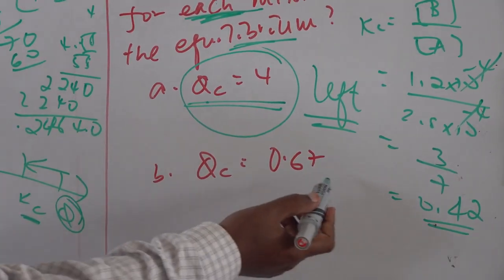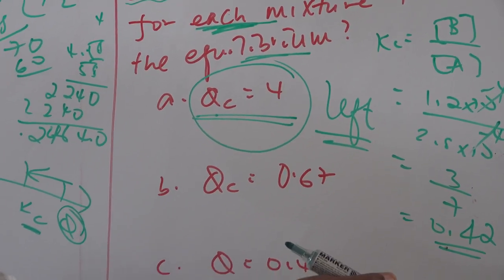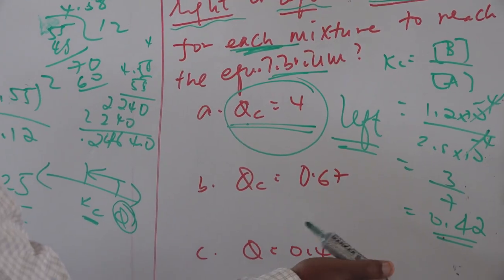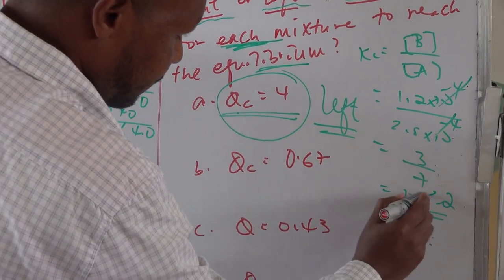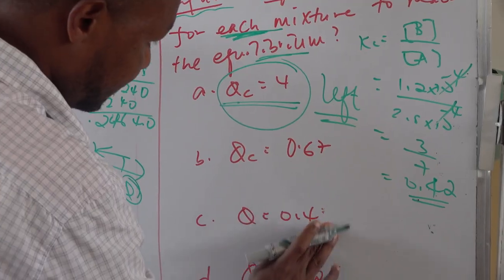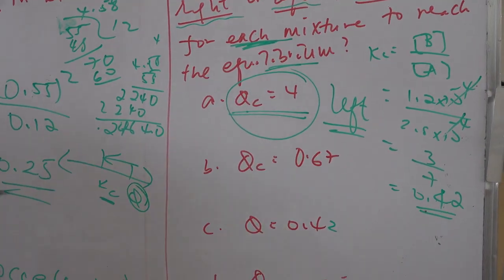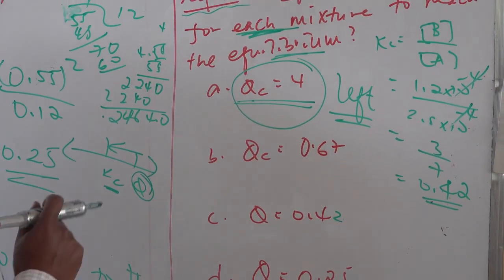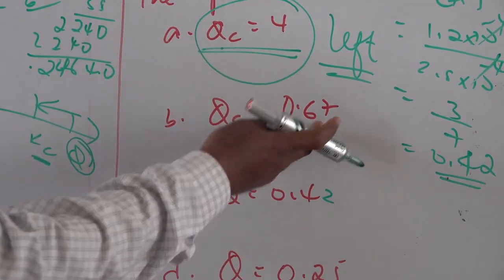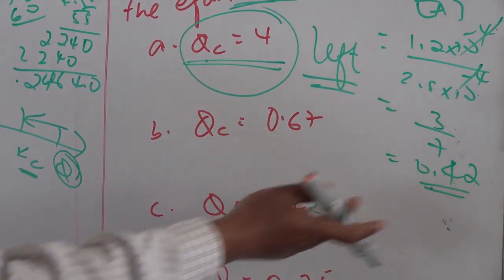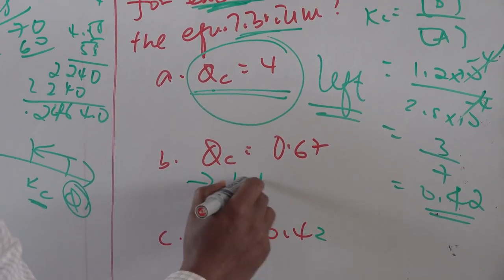Alright, I think I have made some mistake. I think this should have been 4.1. Now let's compare it to when the value of Qc is 0.67. This is greater than Kc, so similarly, the reaction will proceed to the left.